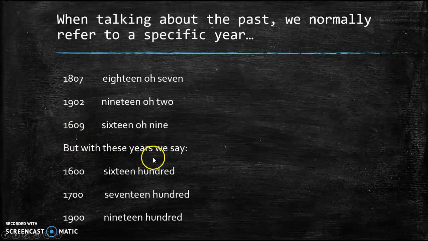But with these years, we say sixteen hundred, seventeen hundred, nineteen hundred. So well, this is the pronunciation of years in English. Continue practicing.